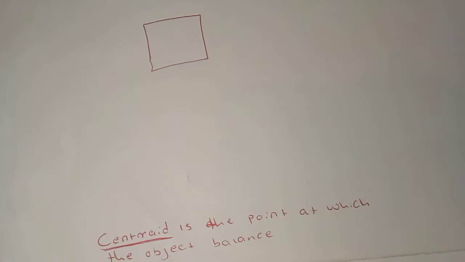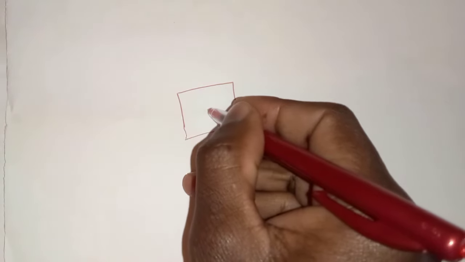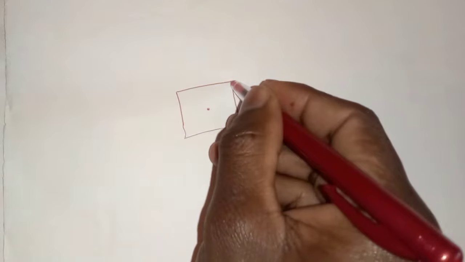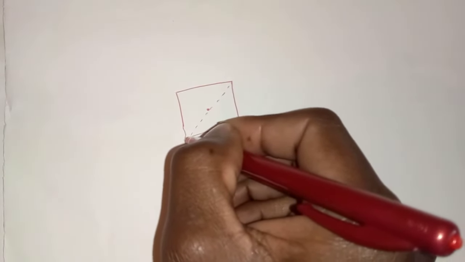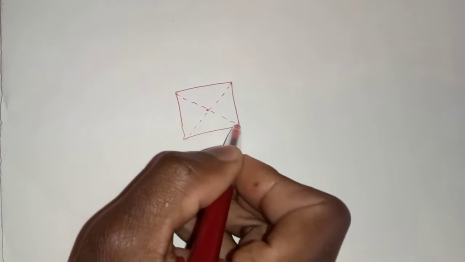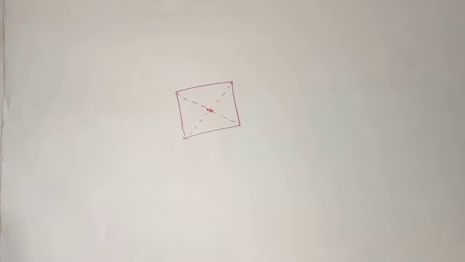A centroid is defined as the point at which the object balances. That will be the center of the object. This is a square. We know that the center of a square will be somewhere here. And how do we get the center of a square? We can draw a line from this corner to this corner, draw another line from this corner to this corner. Where they intersect, that will be the center of the object.